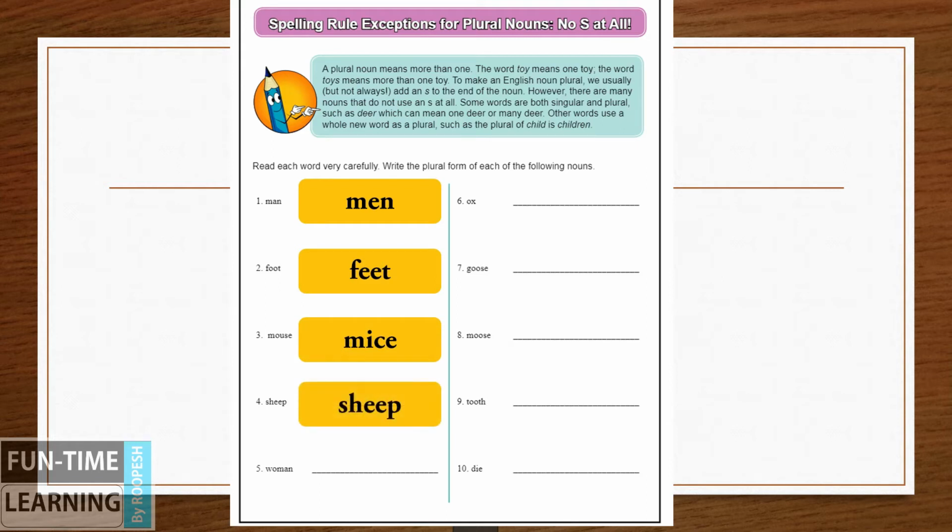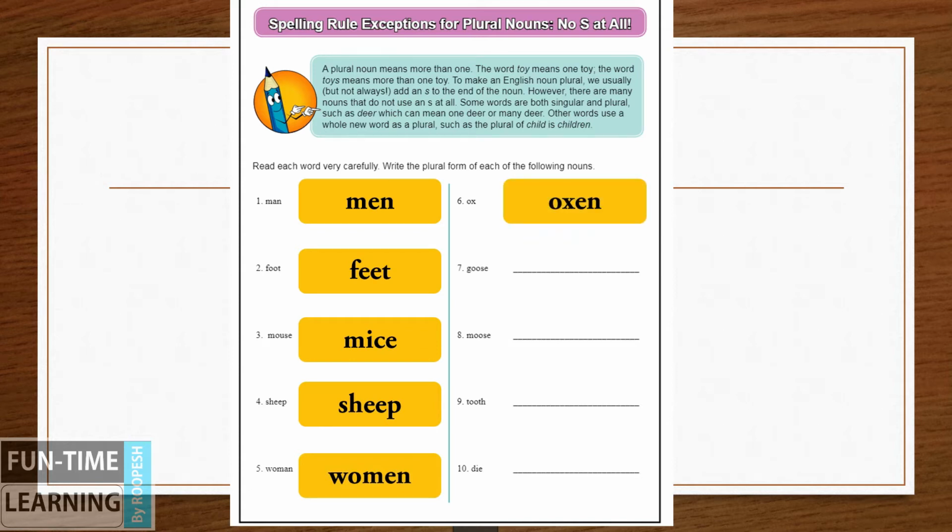Sheep itself is the plural of the word sheep. Women, you know, footman, how did we change that into the plural? By changing it into footmen. Women is correct. Oxen is correct. This is a peculiar one.